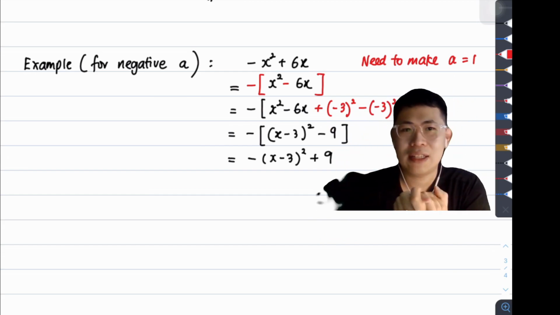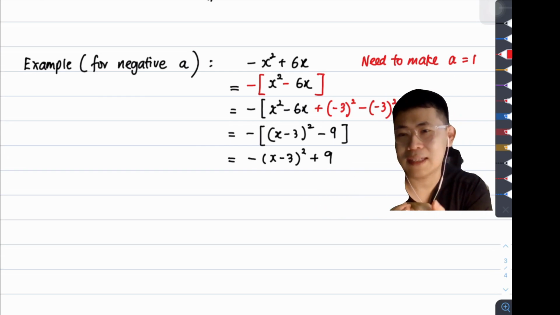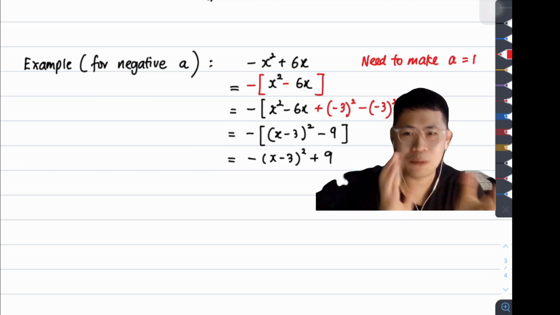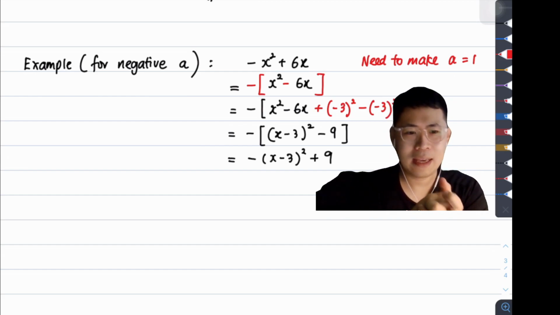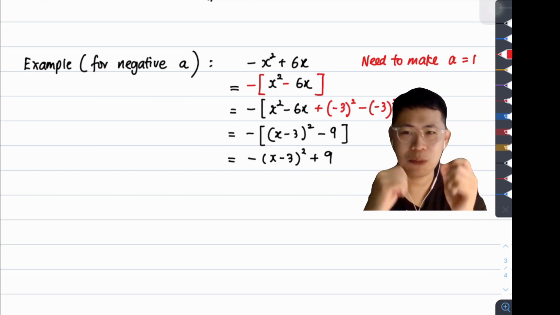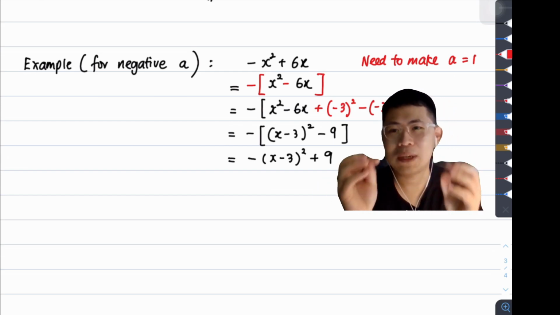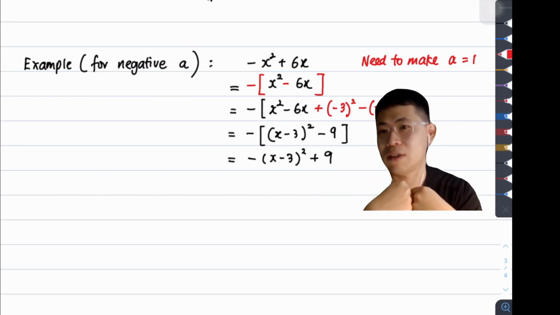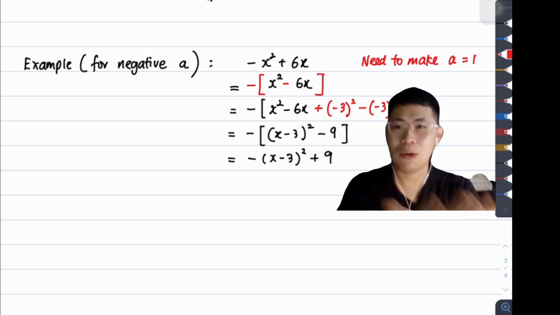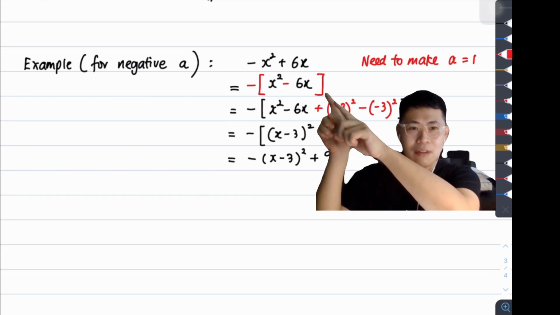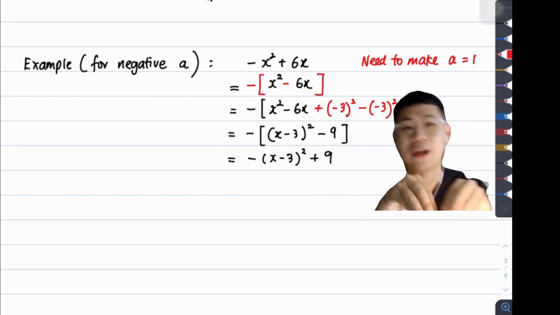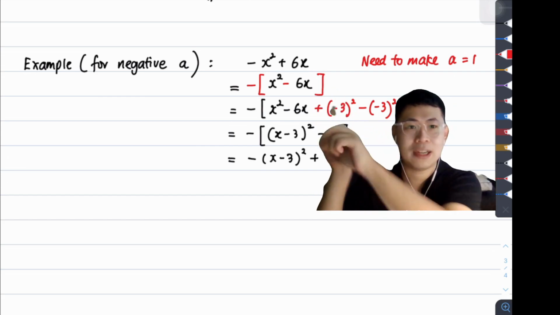So we have our negative x squared plus 6x. What we do when we complete the square is we need to make a 1, we need to make the coefficient of x squared to be 1. But we cannot just remove the negative itself, right? So what do we do instead? We need to factorize, so that once we factorize out, whatever is in the bracket, we just need to complete the square within the bracket.